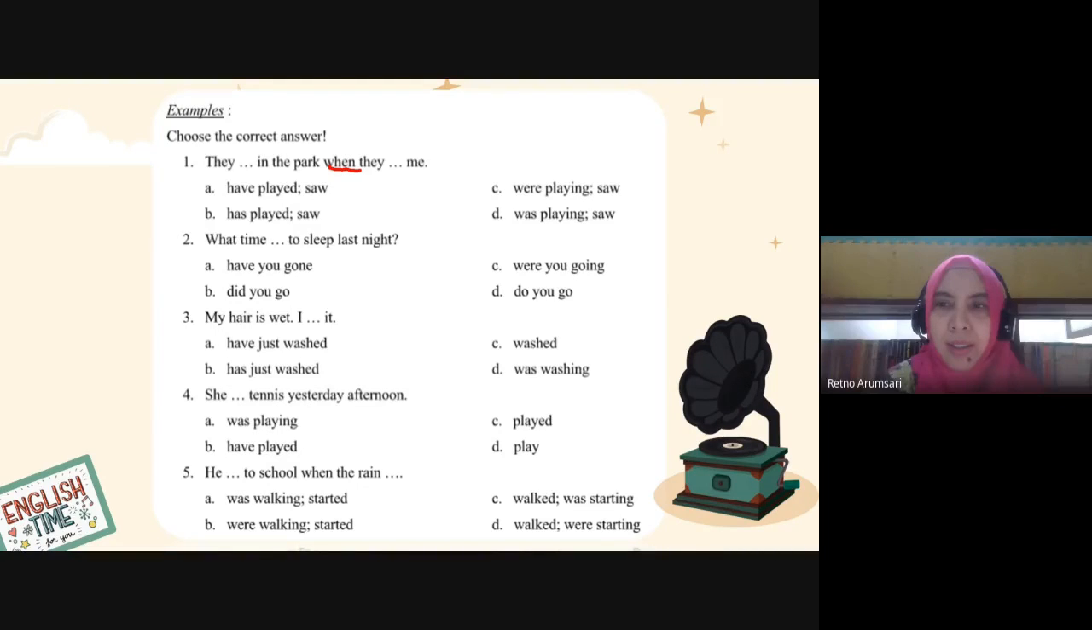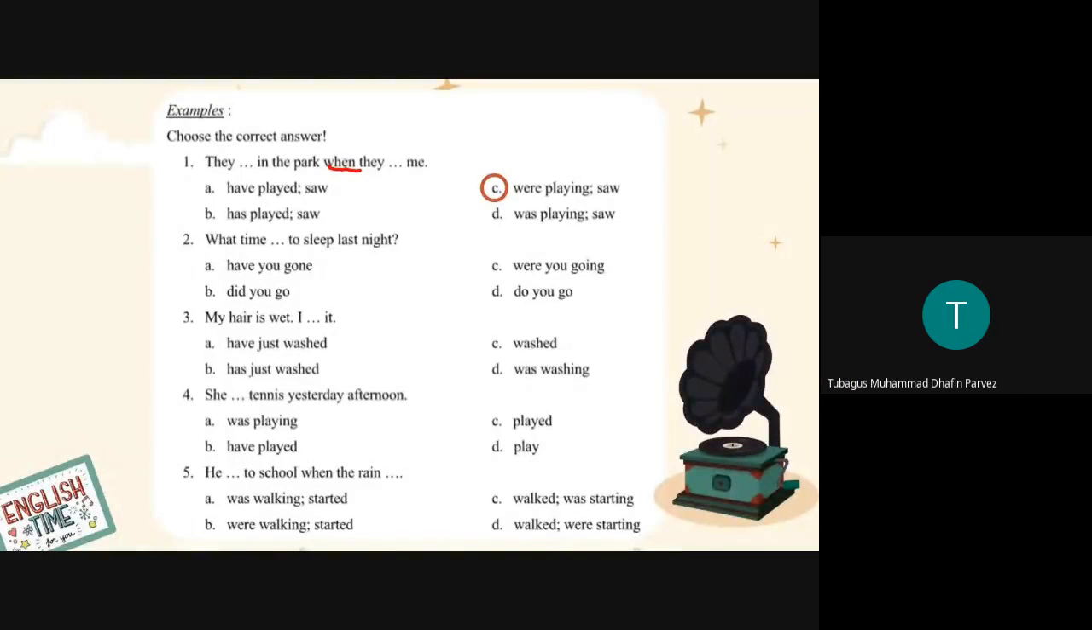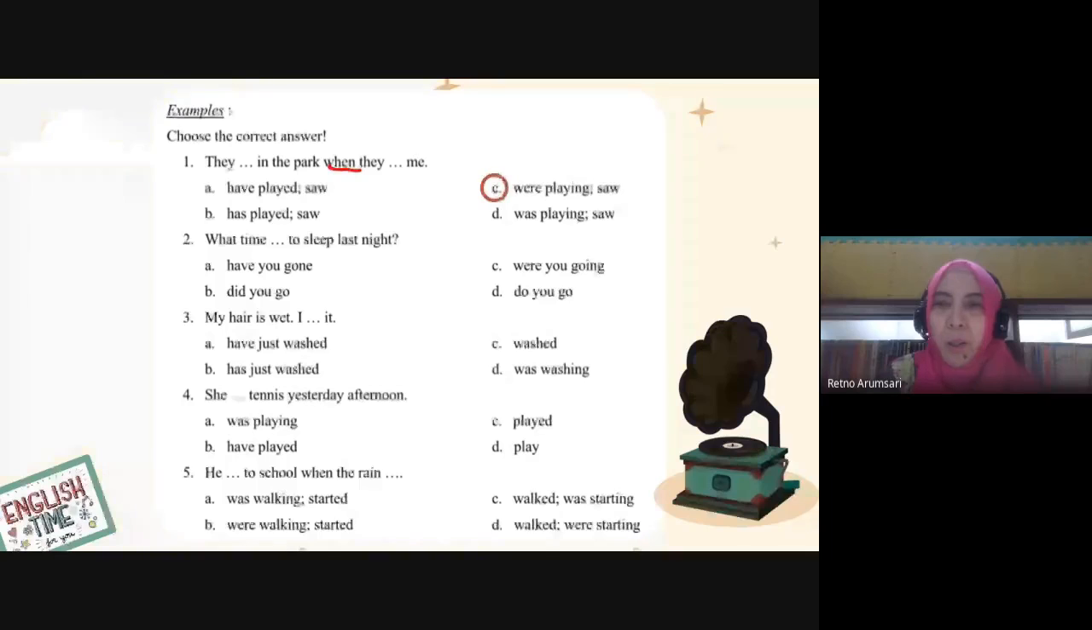The answer is C. Yes. Were playing and saw. They were playing in the park when they saw me. Okay. Past continuous and past simple. Okay. Thank you, Aaron. Next, let's go to Zifa.